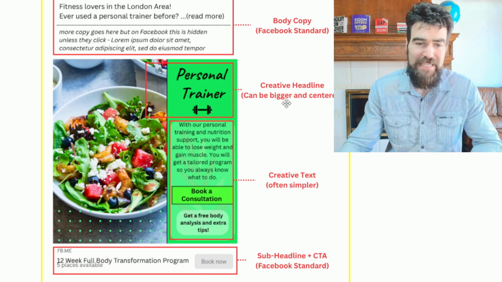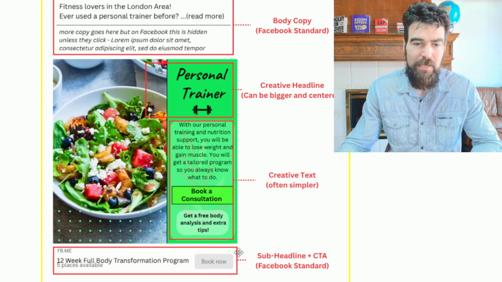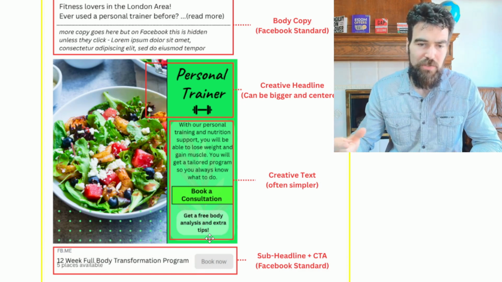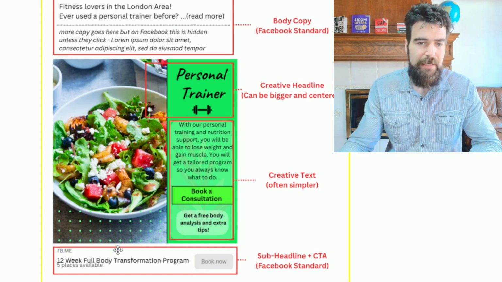For example, on Facebook, we have this thing at the bottom, which is sort of a headline, a sub-headline that shows on Facebook specifically, and then some sort of a CTA. And these are all things you can tweak here.